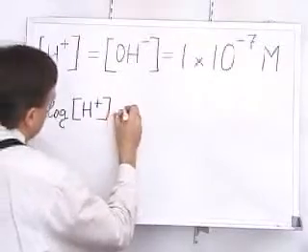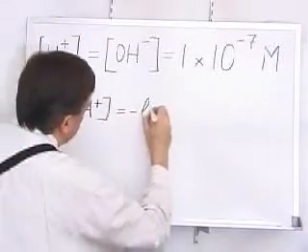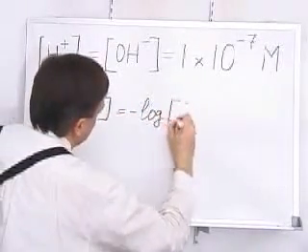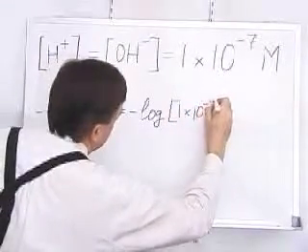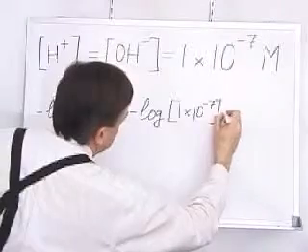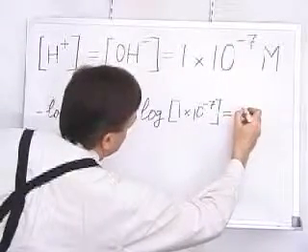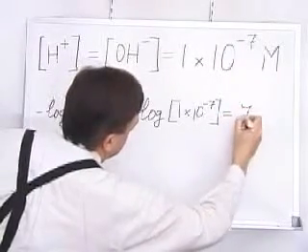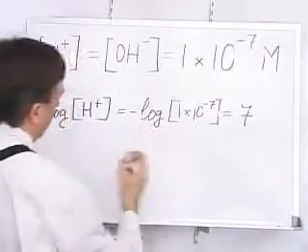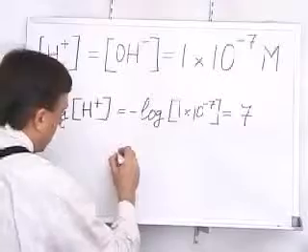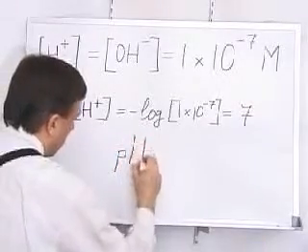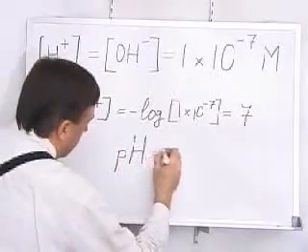Which is equal to minus logarithm of 1 times 10 to the minus 7, and this is equal to 7. We will call this negative logarithm pH. This pH equals 7.